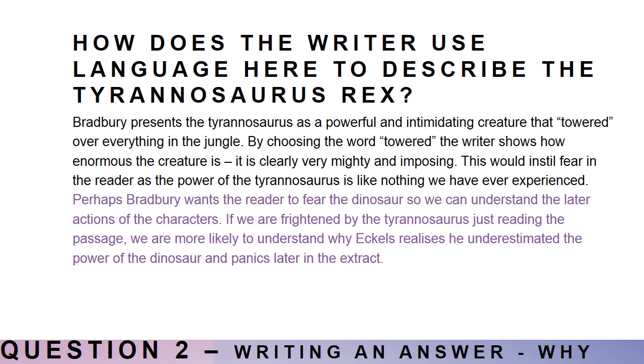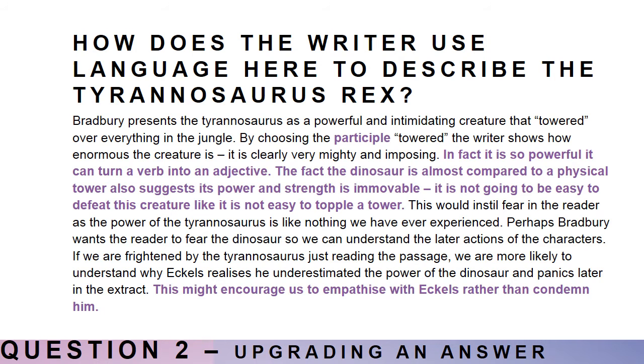We could, however, upgrade this paragraph. If I wanted to upgrade it, we can see here in purple what I've added. So the first thing that you'll notice is that I've included the word class. So in the original paragraph, I said by choosing the word, and now I've actually identified what the word class is. So Bradbury presents the Tyrannosaurus as a powerful and intimidating creature that towered over everything in the jungle. By choosing the participle towered, the writer shows how enormous the creature is. It is clearly very mighty and imposing.